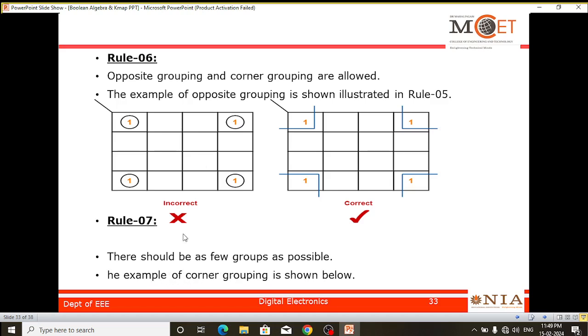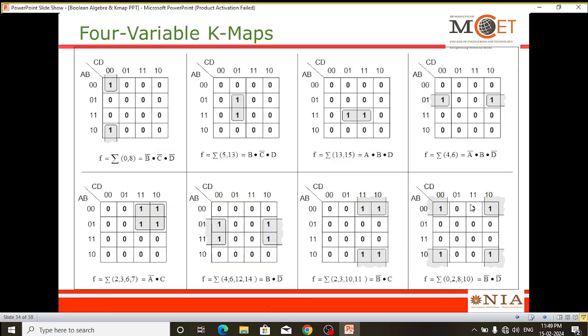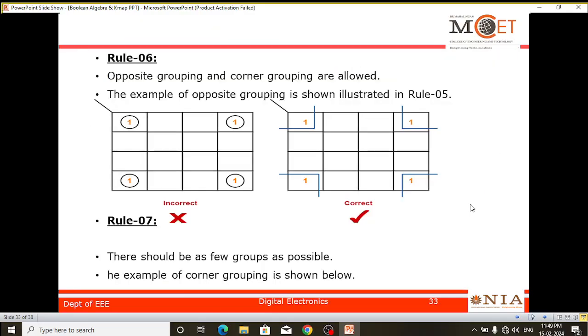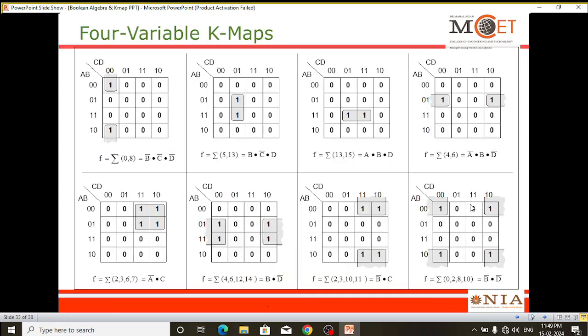So examples of corner grouping are given. See that one. We should have as few groups as possible when using the K-map method. So this is some solving according to the rules. Using all the rules, here is an example of simplifying functions for the 4 variable K-map. So this is one type of example.